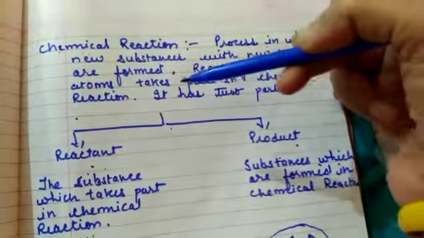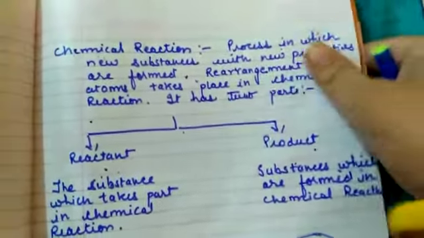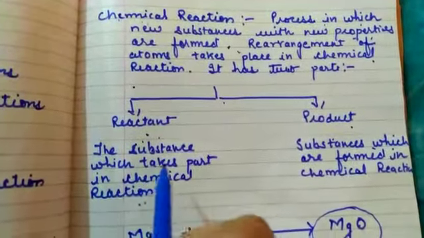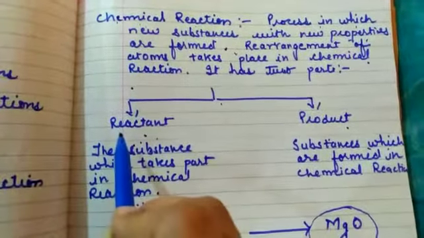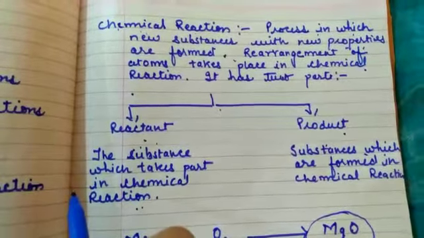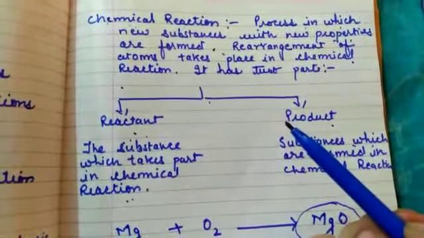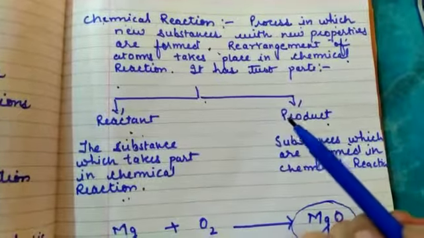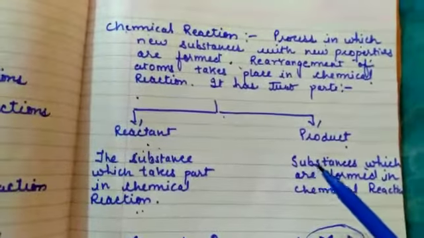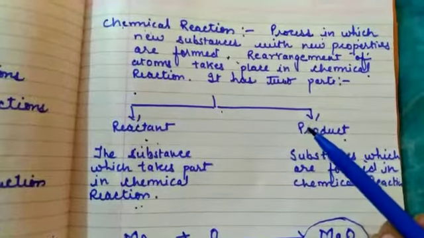Okay, now the chemical reaction has two parts. The first one is the reactant, the second one is the product. What is this reactant? The substances which take part in a chemical reaction are called reactants, and they are written on the left hand side of the equation. Okay, now what is a product? The substances which are formed. In the magnesium ribbon one, magnesium oxide is formed, so magnesium oxide is the product. So what is the definition? Substances which are formed in the chemical reaction are called products.